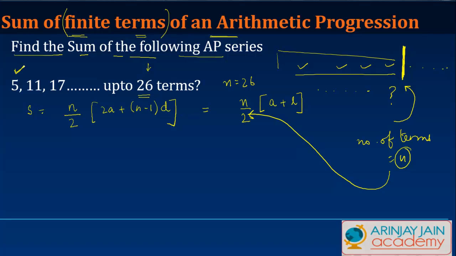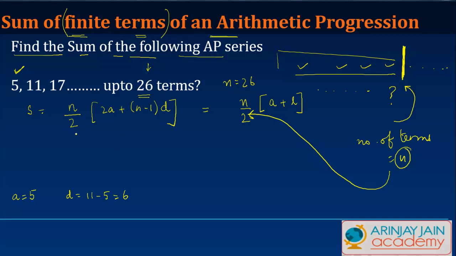So for doing that, first what we need to see is what all is given to us. We know the value of a is equal to 5, okay. We know the value of d. We don't know it, actually, but we can calculate it by subtracting the first term from the second. 11 minus 5 gives you 6, right?